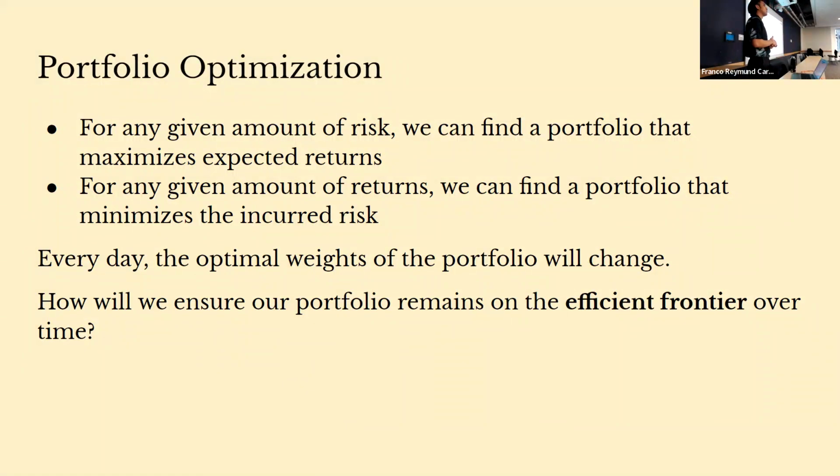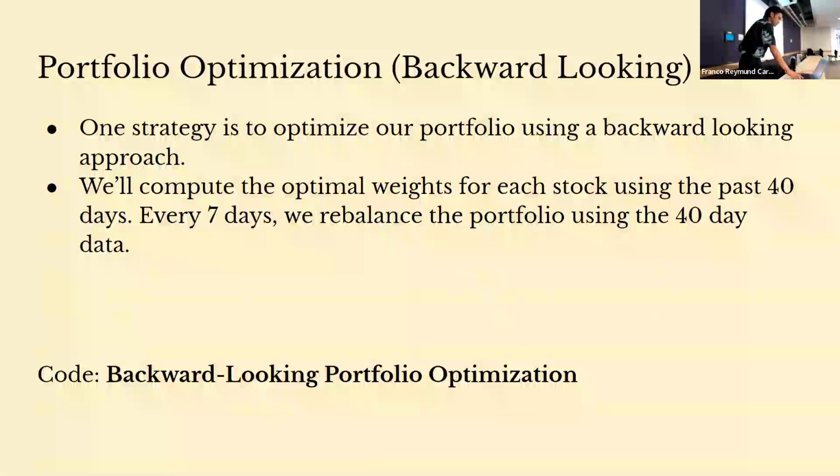Or let's say Johnson & Johnson's competitor releases Baby Lotion 2. And all of a sudden, Baby Lotion 1 just is destroyed. No one wants to buy Johnson & Johnson because it's outdated. So every single day, the optimal weights of these portfolios are going to change because individual properties of each stock will determine its behavior. So how do we ensure our portfolio remains on this efficient frontier over time?